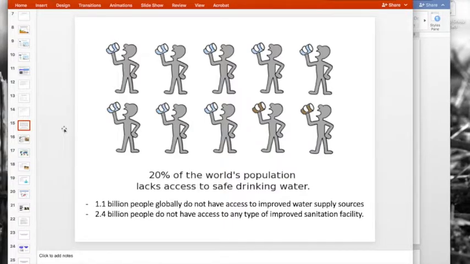We just started with the fact that 20%, 1 in 5 of the world's population, lacks access to safe drinking water. And some headline figures in a population of 7.7 billion, give or take, is that 1.1 billion people globally don't have access to improved water supply sources, and 2.4 billion do not have access to any type of improved sanitation facility.